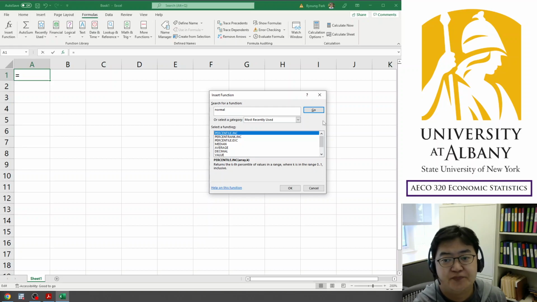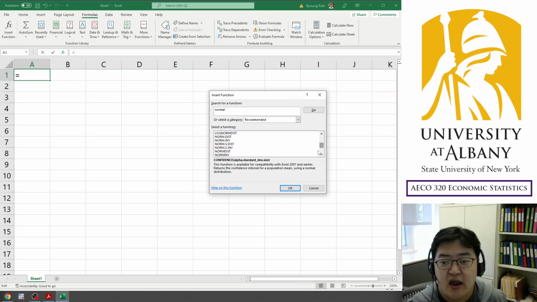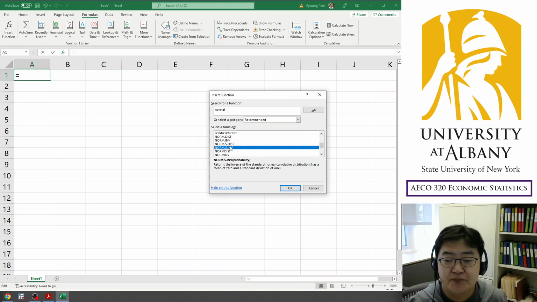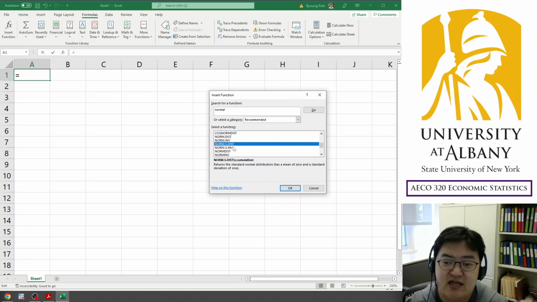You may use normal, search for normal, and then there are many. And what we are going to do here is these functions: norm.dist, norm.inv, norm.s.dist, norm.s.inv. We are going to use them all, but right now what we need is norm.s.dist. So norm means normal, of course, S means standard, and dist means distribution.